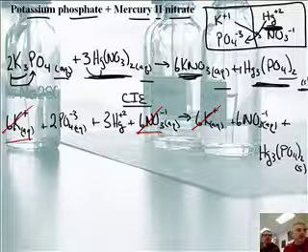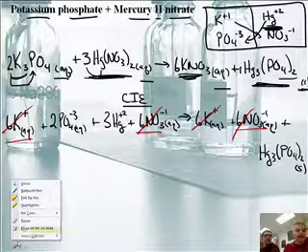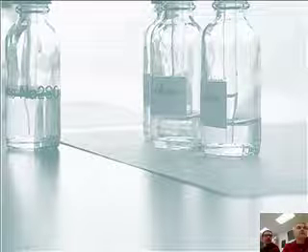Now what we need to do is find and get rid of any spectators. What is exactly the same on both sides? 6 potassiums on the left and 6 potassiums on the right. All right, so the potassium can cancel. Anything else you see? I see some nitrates, 6 of them on the left and 6 of them on the right. Okay, so now to write the net ionic equation.